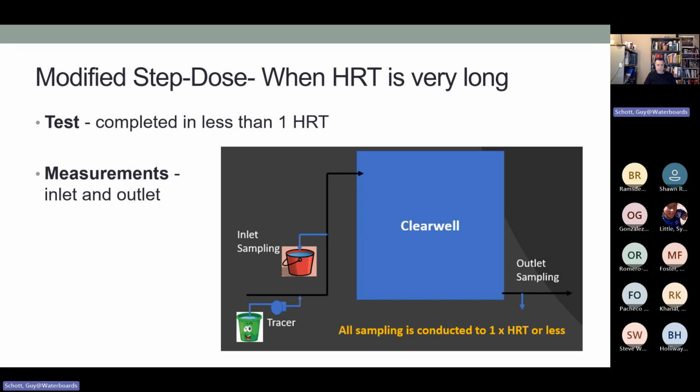And so this is how we developed what we call the modified step dose, where the test is complete in less than 1 hour. The measurements are that we take samples going into the inlet of the clear well and samples going out. We have a tracer here, and we're pumping it at steady state into the pipeline. We're taking samples here so we know exactly what we're dosing into this clear well, and then we'll take samples on the outlet.